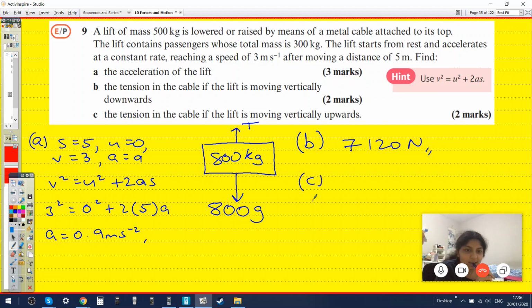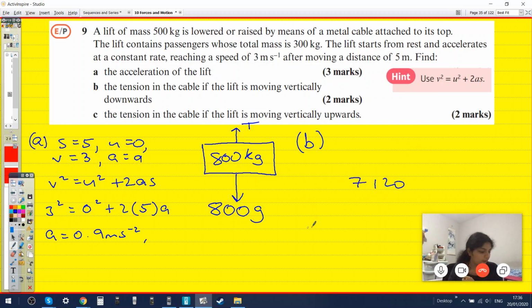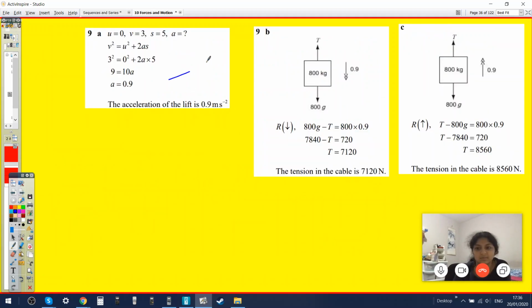How about C? 8,560 newtons. They're meant to be the same. No, shouldn't be. 7,120, 8,560. Yay. 720, 960, 0.9. All good.